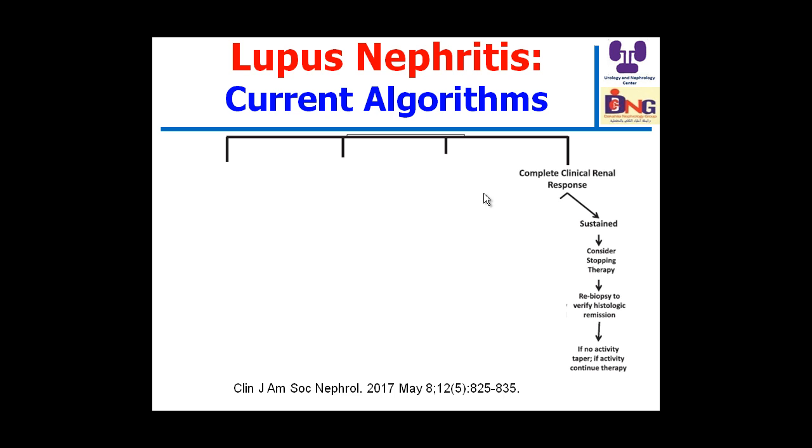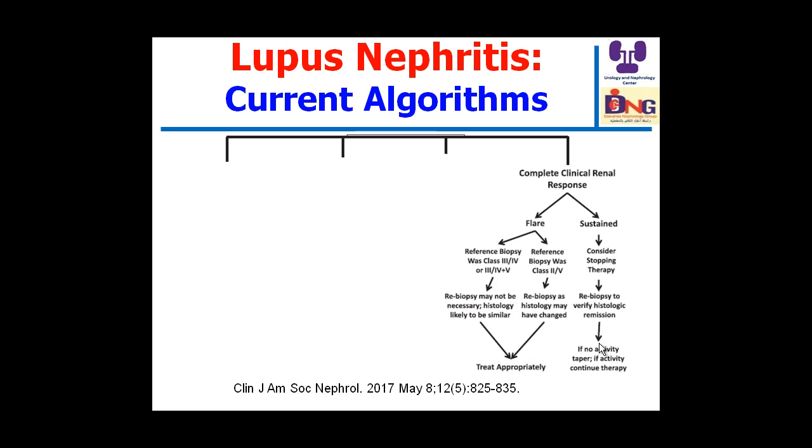So this is just to show you that the nephrologist may think of rebiopsy. Even in sustained remission, we can do biopsy to taper or discontinue immune suppression. If there is complete clinical response and there is a flare, and the reference biopsy was class 3 and 4, or 3 and 4 plus class 5, rebiopsy may not be necessary in this situation. But if the reference pathology is class 2 or 5, do a repeated biopsy, because you can find a class shift, as histology may have changed.